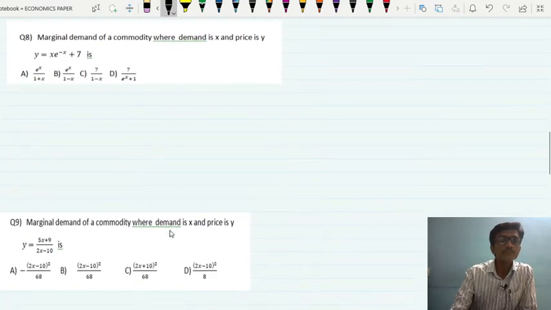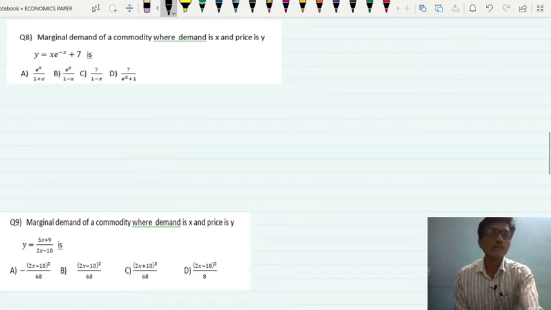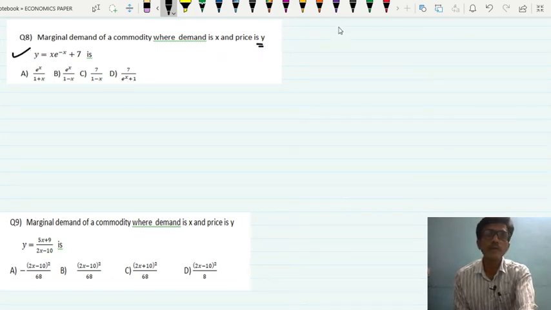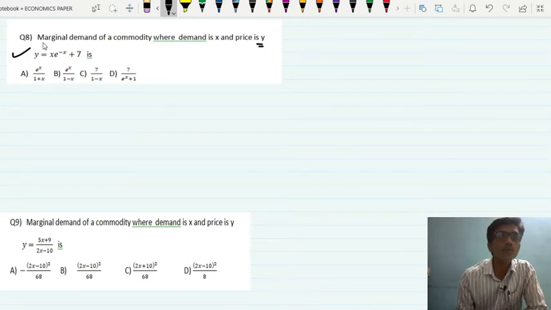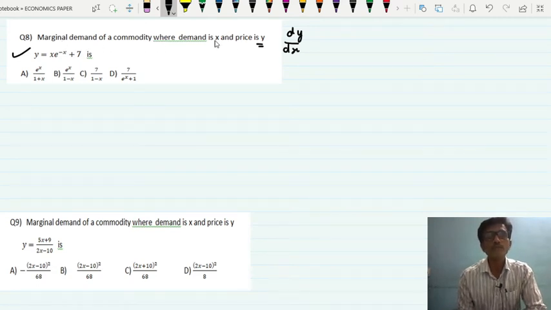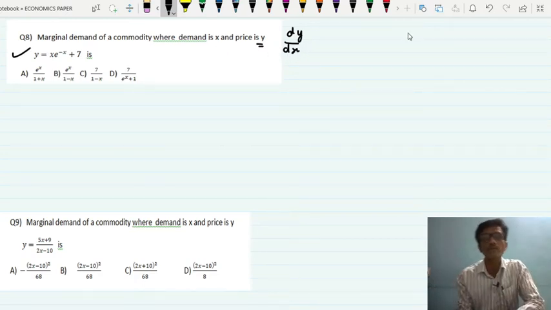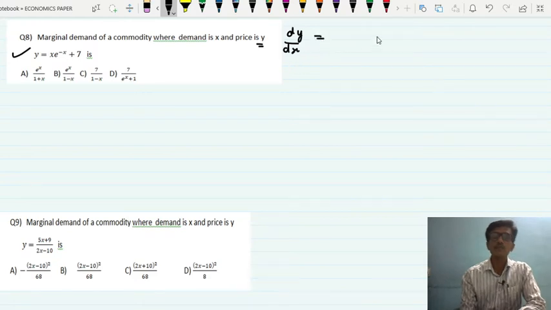Next is, here marginal demand of commodity, where demand is x and price is y. So first of all we find derivative dy by dx, because here we want marginal demand of commodity, where demand is x and price is y. So dy by dx we will find. What is dy by dx? Instead of finding dy by dx we will find dx by dy. So before that you have to find dy by dx.